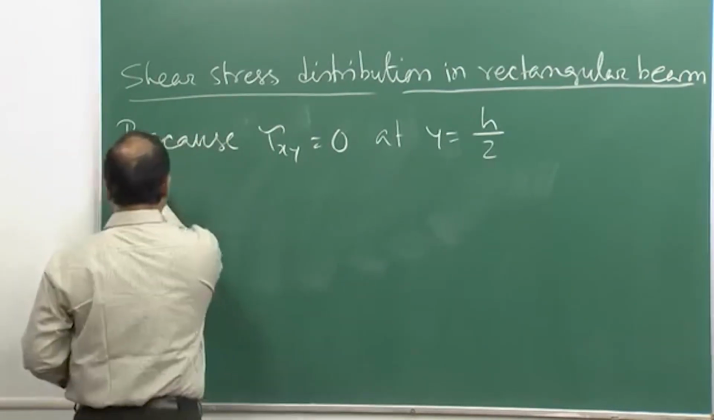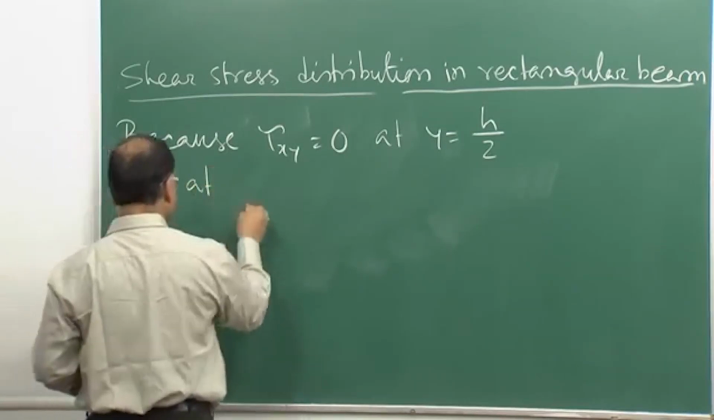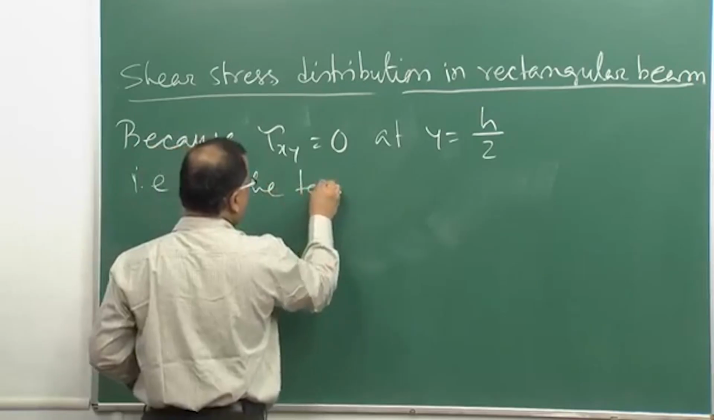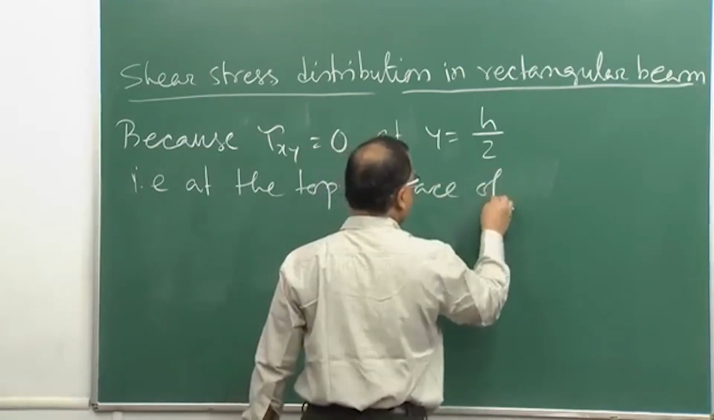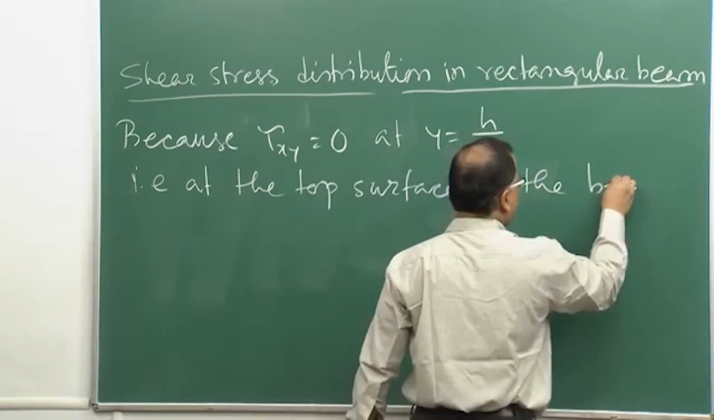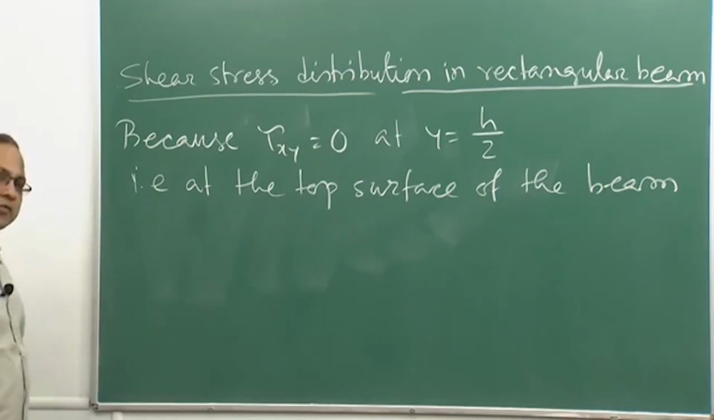So, that is at the top surface of the beam. Y is equal to h by 2 is nothing but the top surface of the beam.